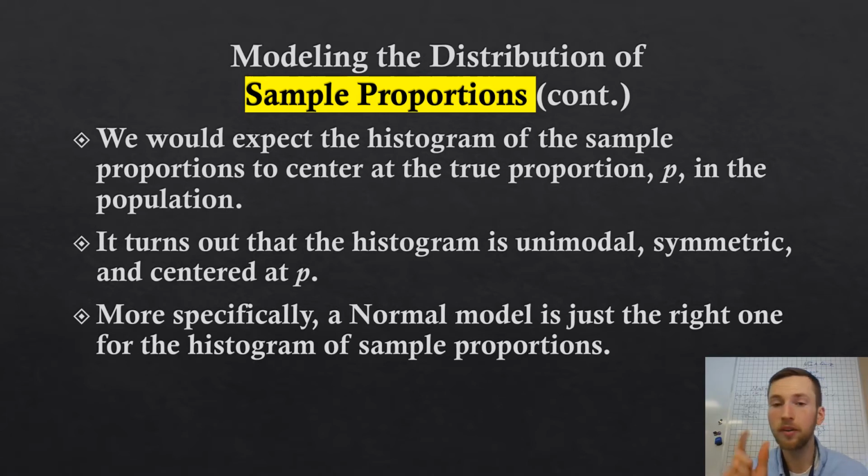Additionally, when we put all these p hats on a separate distribution, it is going to be unimodal and symmetric, and it will be centered at that true proportion value. More specifically, we can use a normal model to actually represent or estimate the sample proportion distributions. And this is what we refer to as a sampling distribution.